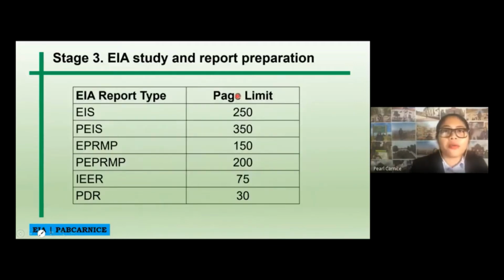So with the EIA study and report preparation, there are actually page limits. For example, for EIS, 250 pages, PEIS, 350 pages, EPRMP, only 150 pages. PEPRMP is only like 200 pages. IER, 75, and PDR, or the project description, which is basically 30 pages.